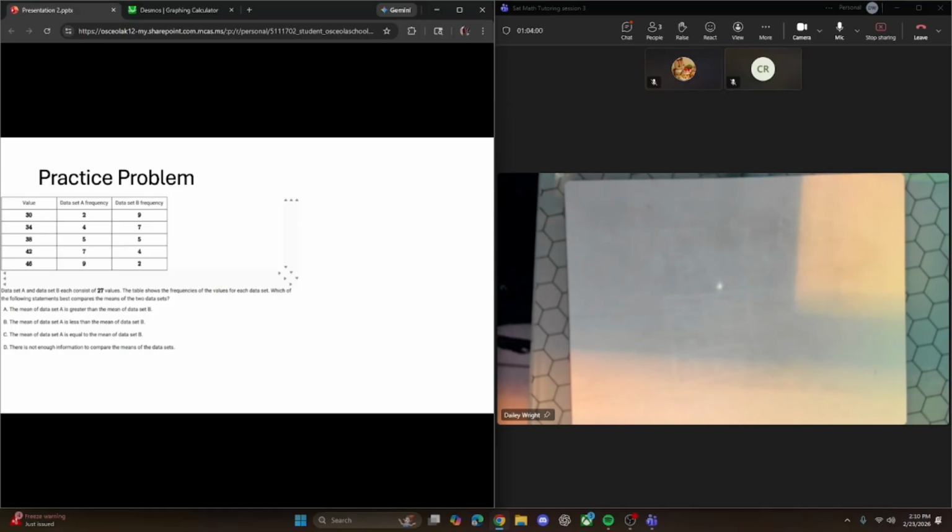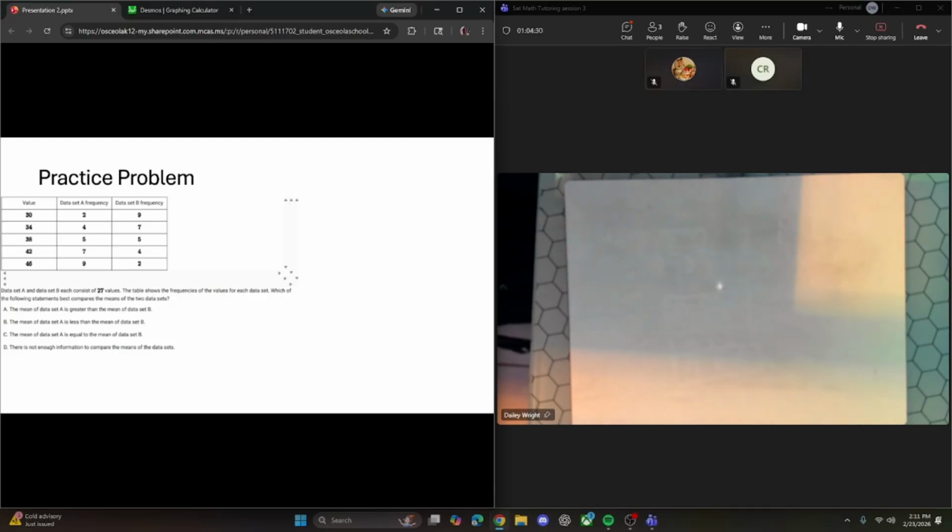Dataset A and B each consist of 27 values. The table shows the frequencies of the values for each dataset. Which of the following statements best compares the means of the two datasets? The mean of dataset A is greater than the mean of dataset B. The mean of dataset A is less than the mean of dataset B. The mean of dataset A is equal to the mean, or there's not enough information.